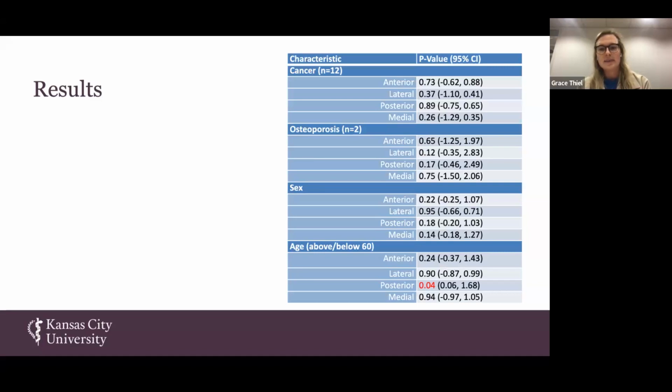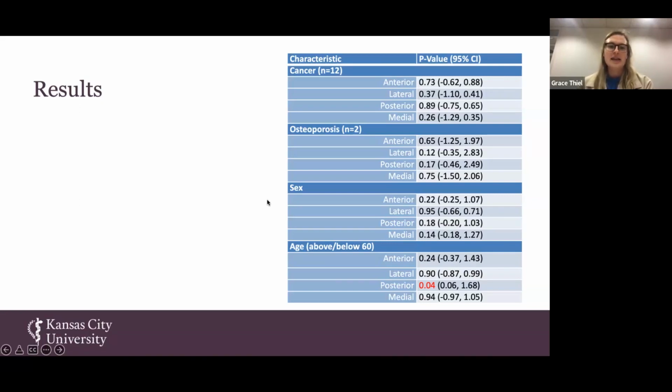Next, we conducted an independent sample two-tailed t-test, which assessed the relationship between the anatomic location and a few different metrics. These included age at or above 60 or below 60, sex, a known diagnosis of osteoporosis, and a known diagnosis of cancer. All of these were insignificant except for the comparison of age at or above or below 60 compared to posterior location.